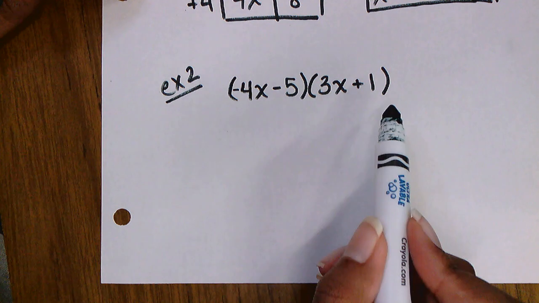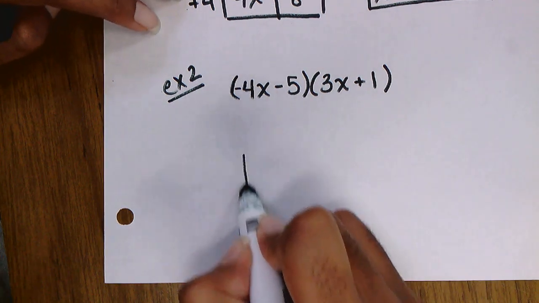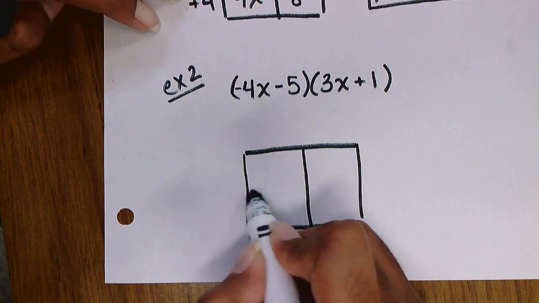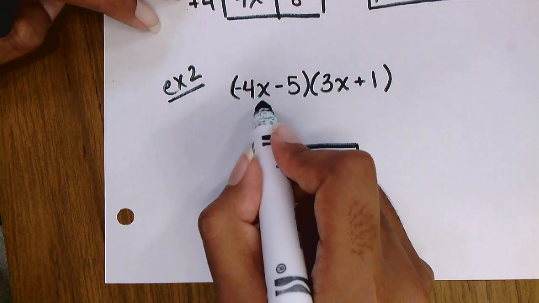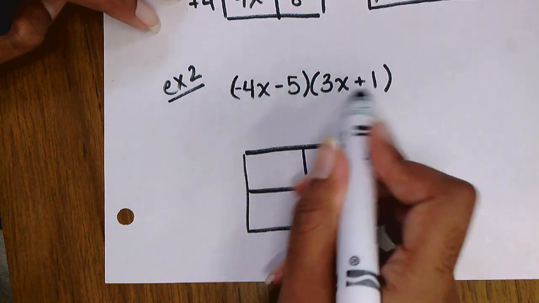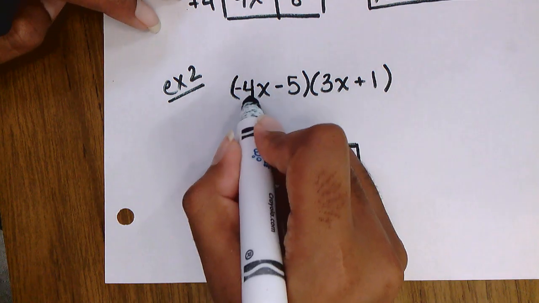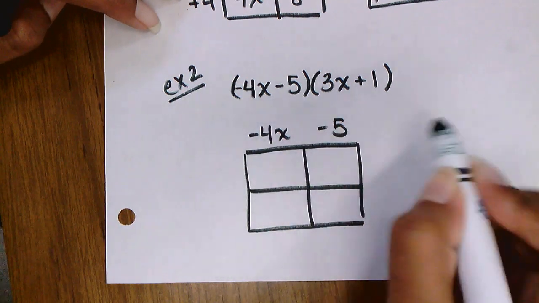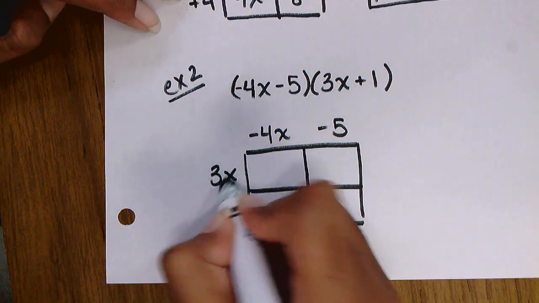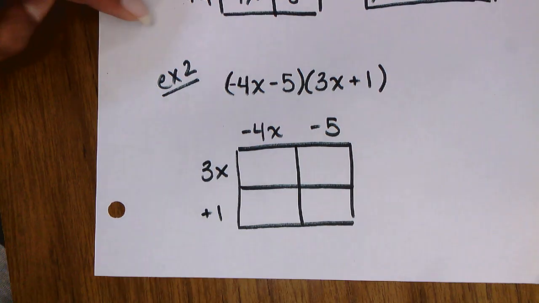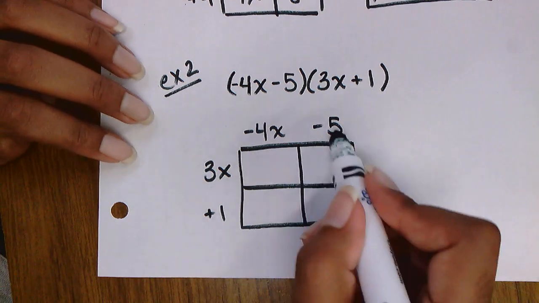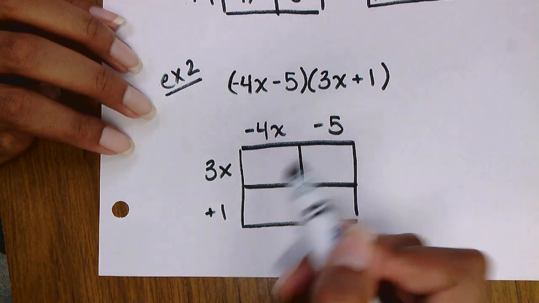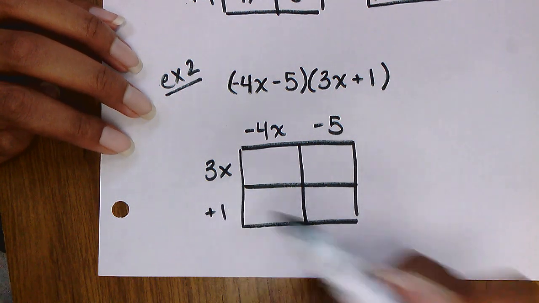Again, this is a binomial times a binomial. Here we have some negatives, but because it's a binomial times a binomial, we're going to make a 2 by 2 box. We're going to write each of our terms on the top, and then each of our terms on the left. So our first binomial is negative 4x minus 5, and then our second binomial is 3x plus 1. Okay, and it's important to write the minus because we want to keep this minus with the 5 because it's really a negative 5. And since you're writing the minus, you might as well write the plus and just know that that means positive 1.